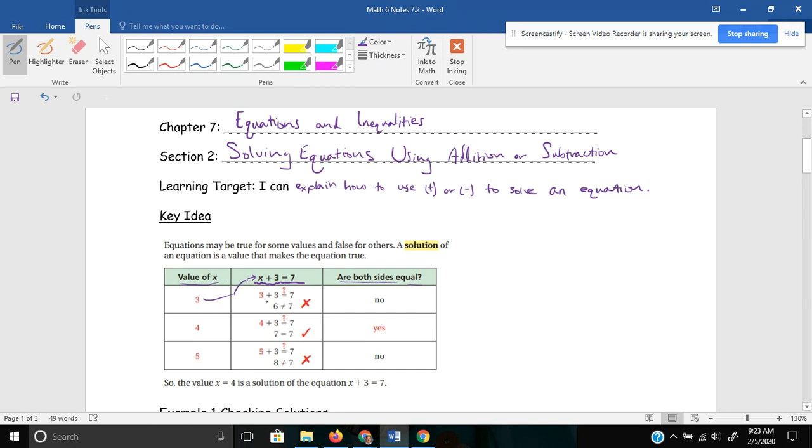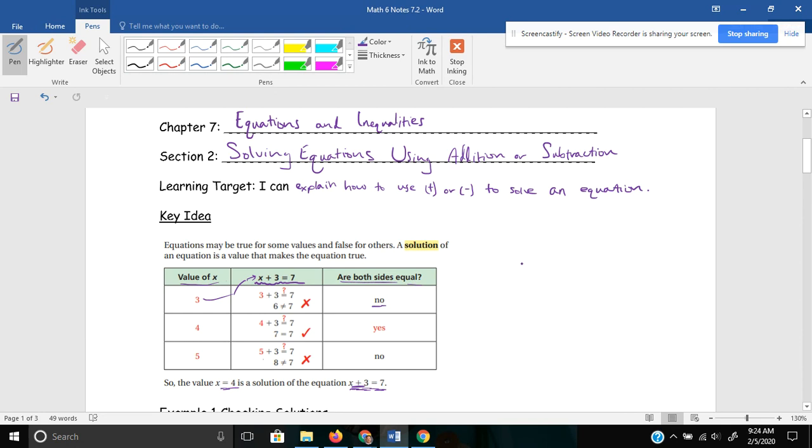You can see they substituted it here. 3 plus 3 is 6. Does 6 equal 7? No, it doesn't. So that would not be a solution. How about 4? 4 plus 3, 7 equals 7. Yes, it is. 5, no, because 5 plus 3 would be 8. So the value x equals 4 is a solution of this equation. Basically, it's an answer that makes that equation true.